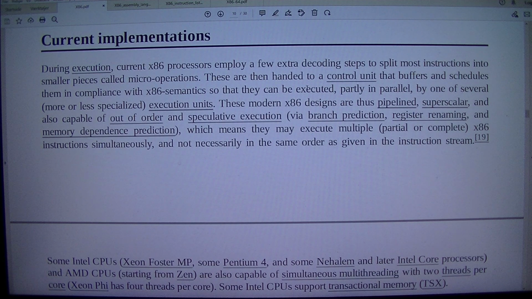These modern x86 designs are thus pipelined, superscalar, and also capable of out-of-order and speculative execution, via branch prediction, register renaming, and memory dependence prediction, which means they may execute multiple, partial or complete, x86 instructions simultaneously, and not necessarily in the same order as given in the instruction stream.